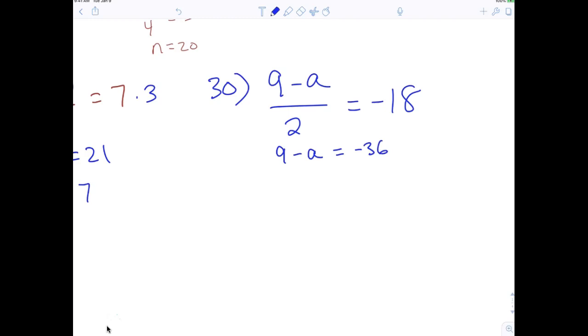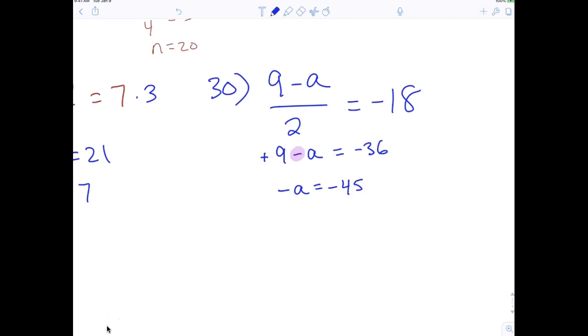Subtract. Most people thought it was adding 9 because they saw this minus sign. Now, pay attention. What sign is in front of the 9? A plus sign. It's just not there. So how do I get rid of a plus 9? Subtract 9. So now, negative a is equal to negative 45. Is everybody happy with that?